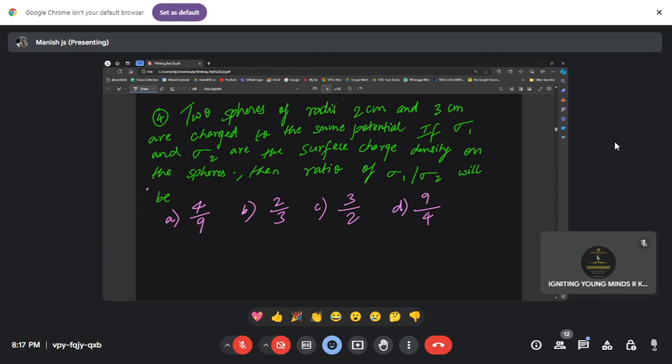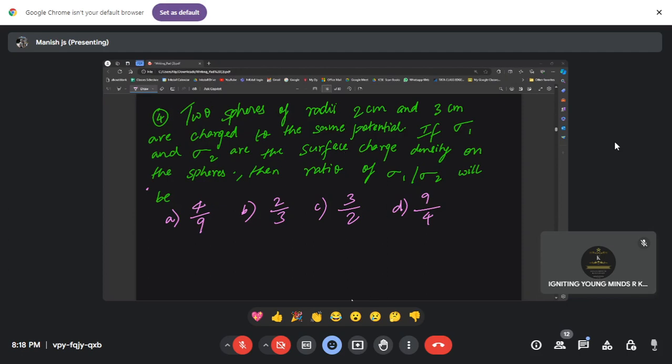Okay. So now look at the question, children. By looking at the question, you can see that they have clearly mentioned there are two spheres and they have given you the radius of both the spheres. The first and the second sphere's radius is being given. So by having the value of radius, they are asking us to calculate the ratio of the surface charge density. So we need to go for the relationship and then we need to find out what is the ratio of surface charge density. That's all.